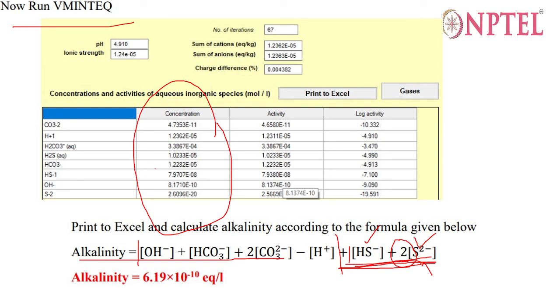So just put the values from here, just like the previous one. Check what is OH minus. It is 8.17. Write it down here. Then go for HCO3 minus. It is 1.22. Write it down here. Just put the values for every compound and calculate. You will get the calculated value of 6.19 into 10 to the minus 10 equivalent per liter. I hope this is very much clear for everyone.